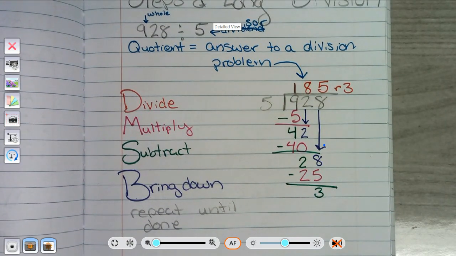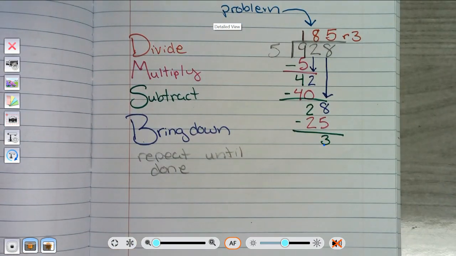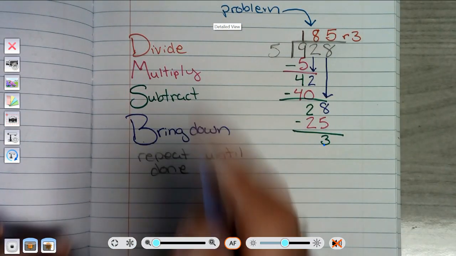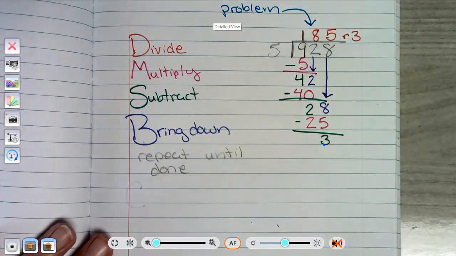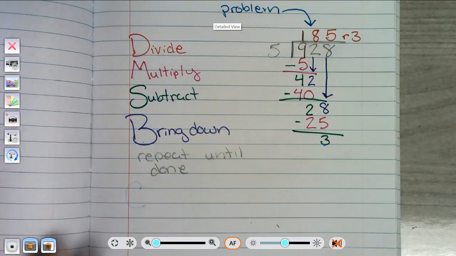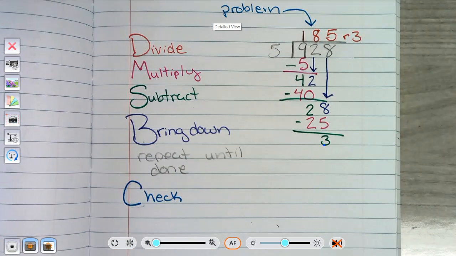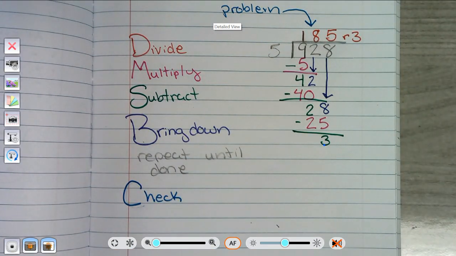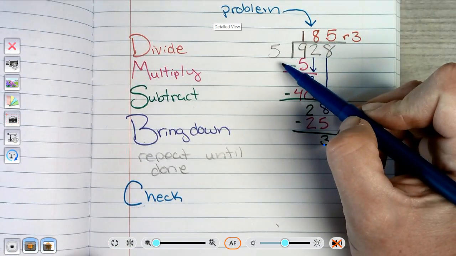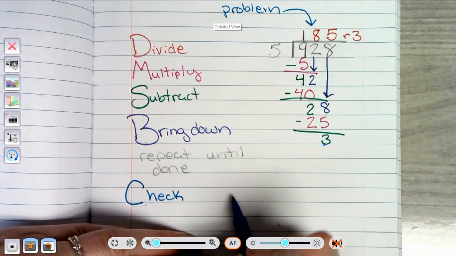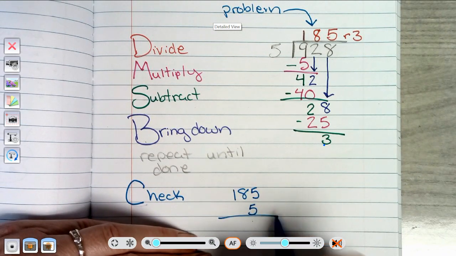Now, I want to show you the last thing, the last step of multiplication is the check. So we have dad, mom, sister, brother, but don't forget your cousin. Don't forget your cousin. You have to check. How do we know if we got that correct? To do the check, you take the two numbers on the outside and multiply them together. So 185 times 5.